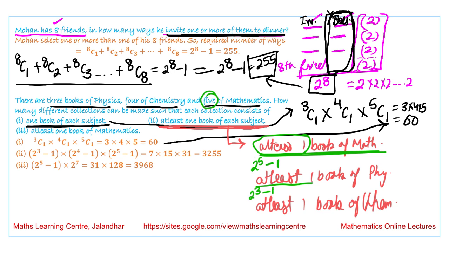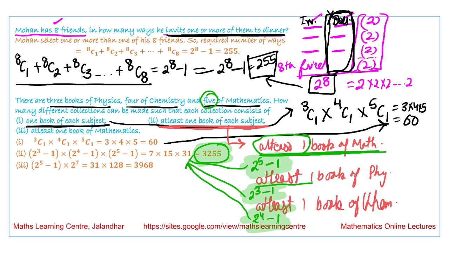And at least one book of chemistry means 2 raised to the power 4 minus 1, and the product of all these three terms will give us the final answer. That is, the total number of cases we have is 3255. The product of these values, 2 raised to power 5 minus 1, 2 raised to power 3 minus 1 and 2 raised to power 4 minus 1. The final answer we obtain is 3255.